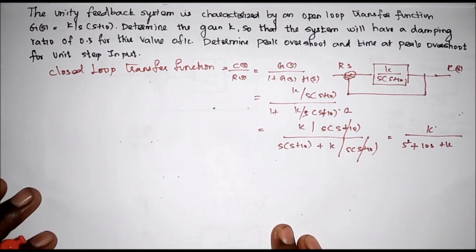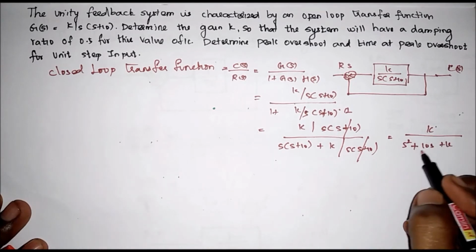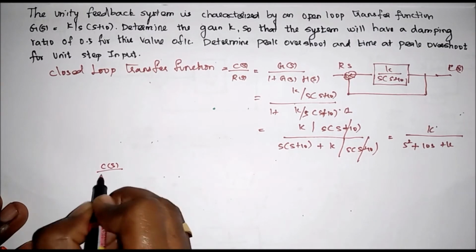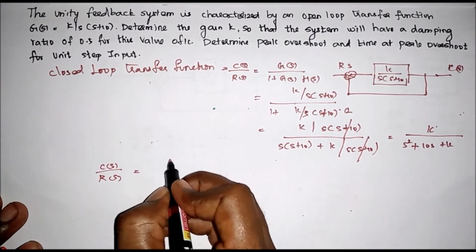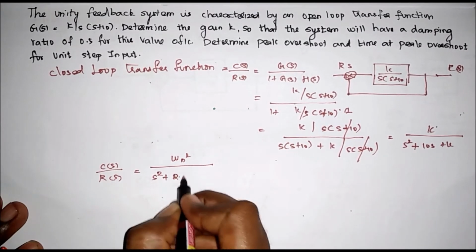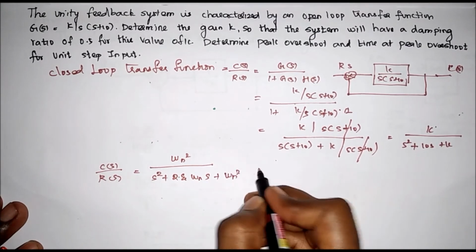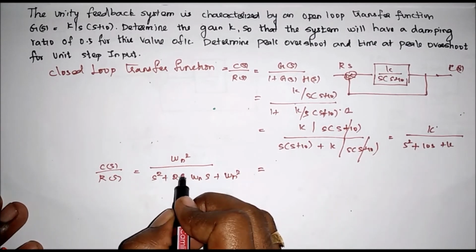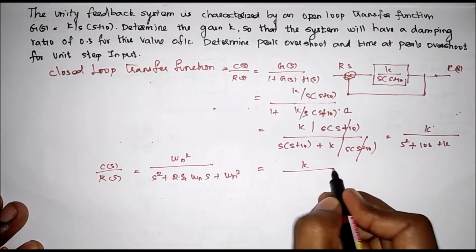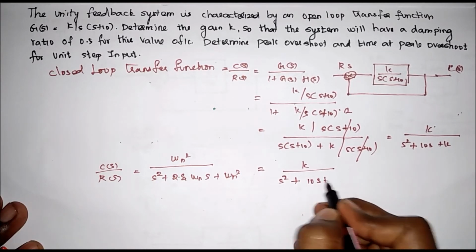Now, we know the structure of the second order system equation. This is a second order system, and we already know the standard structure: C(s) divided by R(s) equals omega n square divided by s square plus 2 eta omega n s plus omega n square. This is the standard second order closed loop transfer function. The derived value is K divided by s square plus 10s plus K.